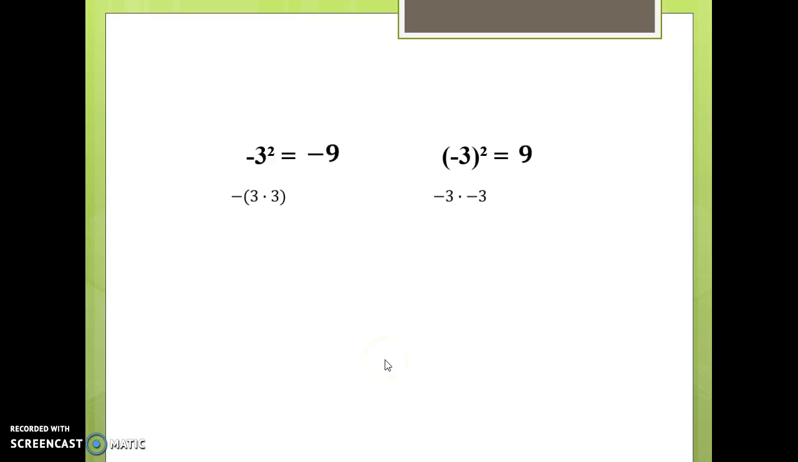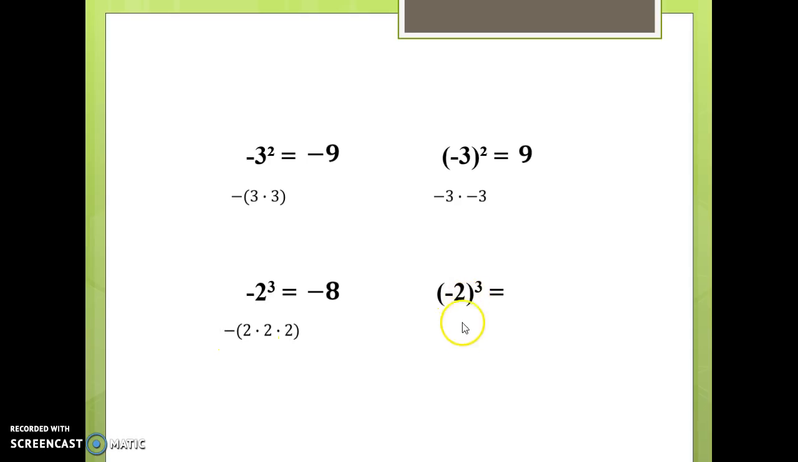Now let's look at what happens when we have negative 2 to the third power and negative 2 in parentheses to the third power. So in the first case, again, we have negative, and then 2 is only to the third power. So 2 is only being multiplied by itself 3 times, where negative just stays in front. 2 times 2 is 4, times 2 is 8, and then negative in front gives us negative 8.